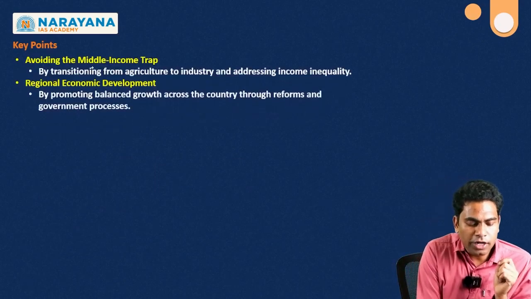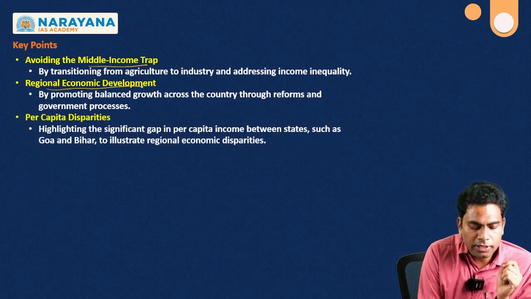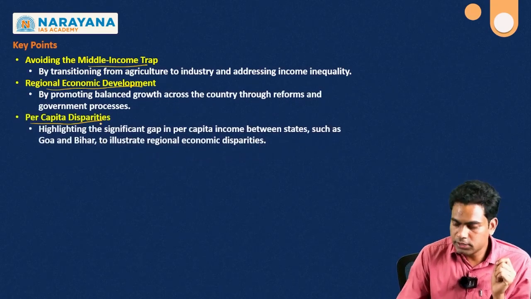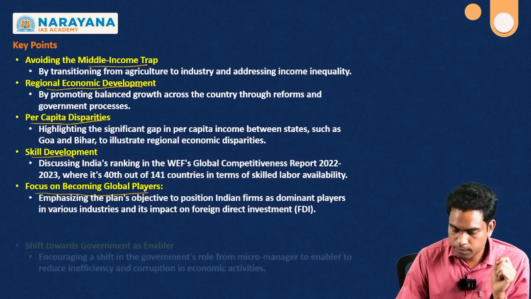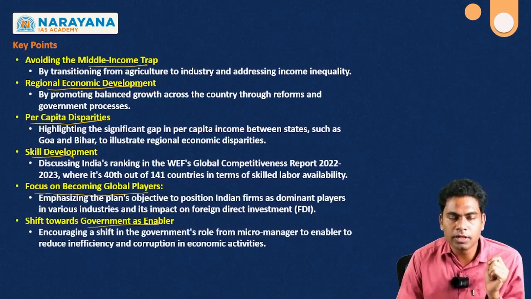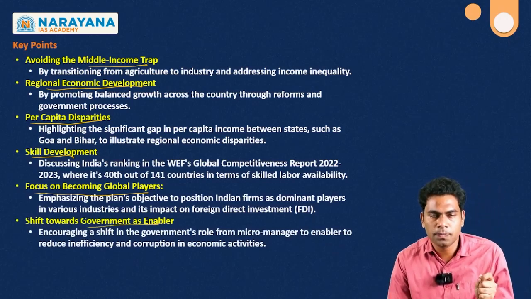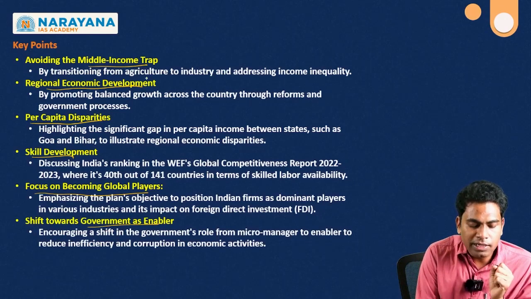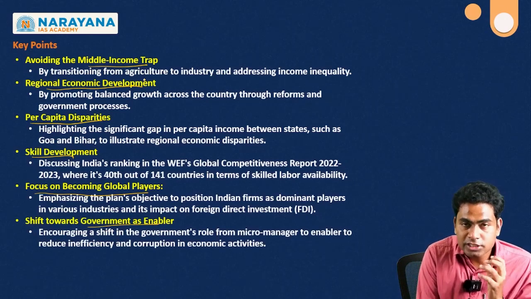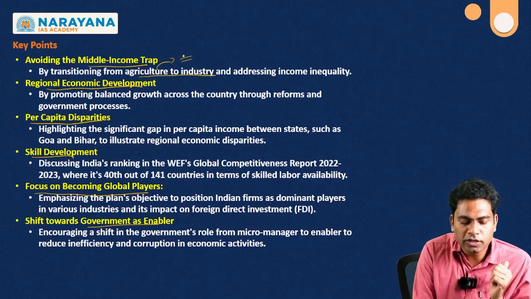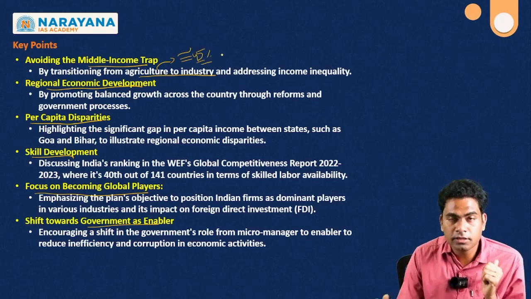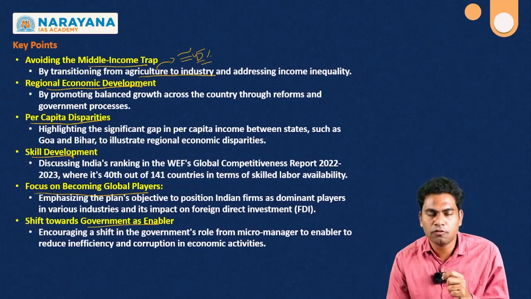Now, coming to the key points that explain Vision India 2047: avoiding the middle income trap, regional economic development, per capita disparities, skill development, focusing on becoming a global player, and shifting towards government as an enabler. So these are the key goals. Now, how to attain these goals? Avoiding the middle income trap, we want to attain by transitioning ourselves from agriculture to industry. Because presently, close to 45% of the population is still dependent on agriculture for their livelihood.